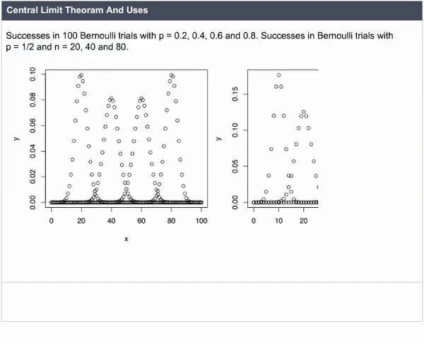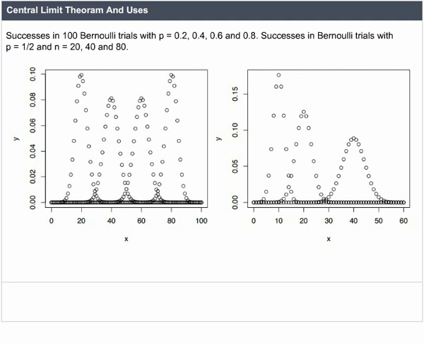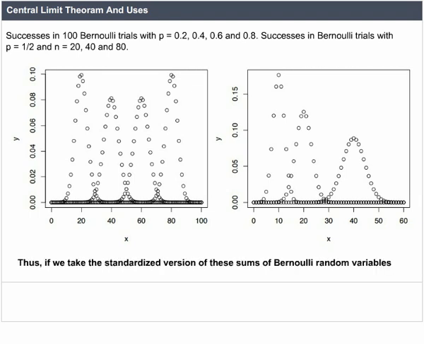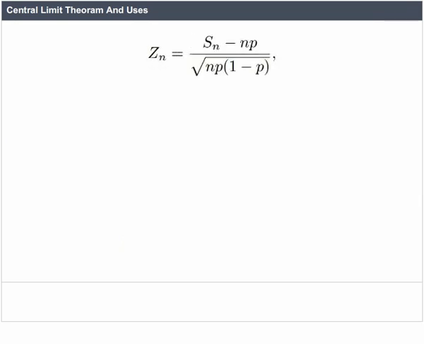Successes in 100 Bernoulli trials with p equal to 0.2, 0.4, 0.6 and 0.8. Successes in Bernoulli trials with p equal to 1 by 2 and n equal to 20, 40 and 80. Thus, if we take the standardized version of the sums of Bernoulli random variables, Zn equal to Sn minus np divided by square root of np times (1 minus p), then these bell curve graphs would lie on top of each other.